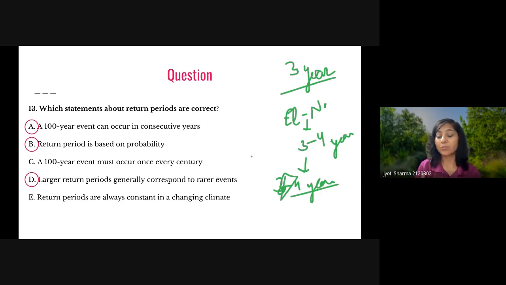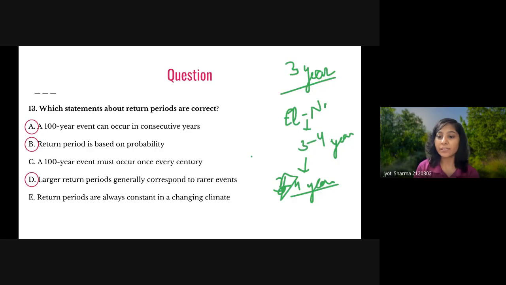This is how climate change works. Because of climate change, an event that had the possibility of happening, let's say, once in 100 years can have an increasing frequency, and it can happen in consecutive years also. A return period is based on probability, obviously. So probability p is equal to 1 by T. A 100-year event must occur once every century? No.